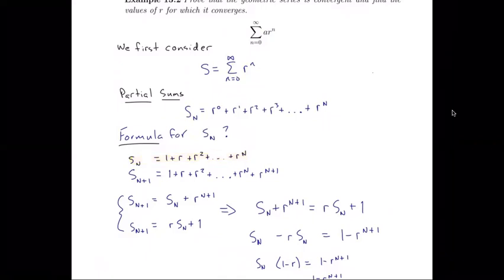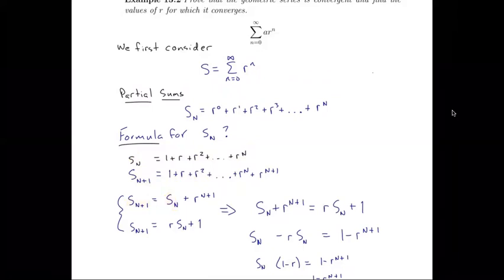Okay, now it turns out a nice trick for this is to write s sub n plus 1, which is all of s sub n plus r to the n plus 1. Okay, once we add that, so we see that there's a distinction. All of this term is just s sub n. So s sub n plus 1 is actually equal to s sub n plus this extra term.